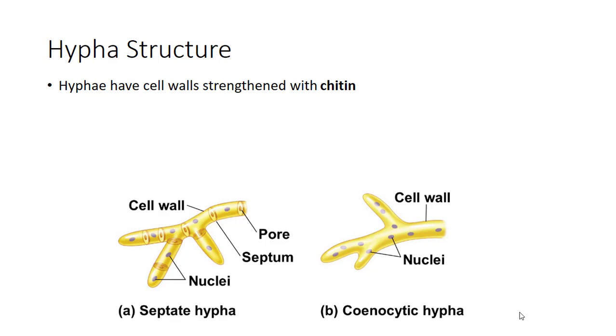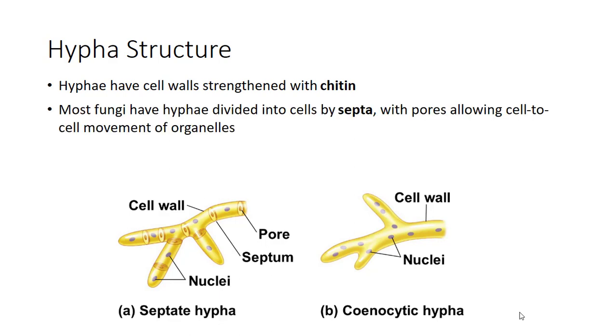These hyphae have cell walls that are strengthened with a carbohydrate called chitin. So that's one distinguishing feature of fungi. For example, plants have cell walls made of cellulose. Fungi have cell walls made of chitin. Bacteria have cell walls made of peptidoglycan, right? So the component of the cell wall is also an identifying characteristic of the kingdom.